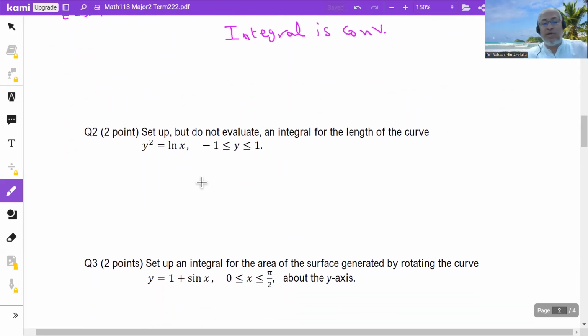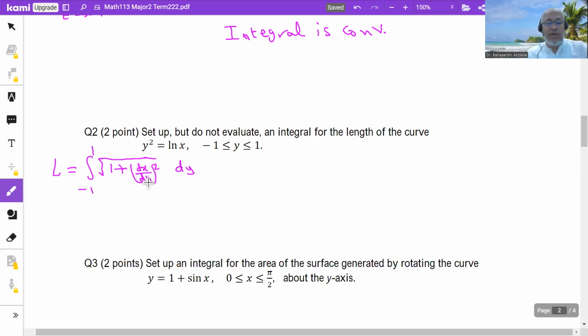Second question, set up but do not evaluate an integral for the length of the curve. The formula for the length of the curve is L equals the integral of ds, where ds is the square root of 1 plus either dy by dx squared or dx by dy squared. Well, here he gave me that y is between negative 1 and 1, so I will use dy. And if I'm going to use dy, this means I'll use here dx by dy to the power 2. Okay, and y from negative 1 to 1.